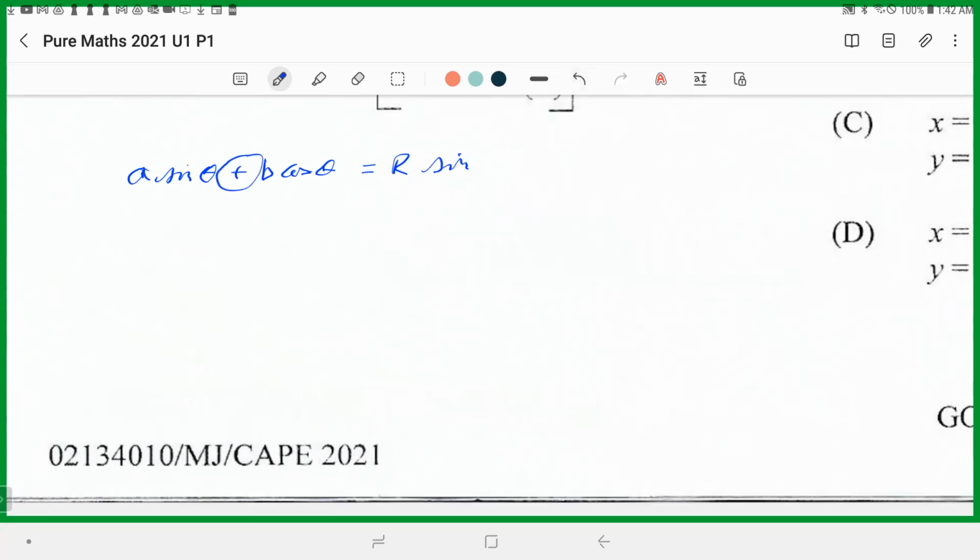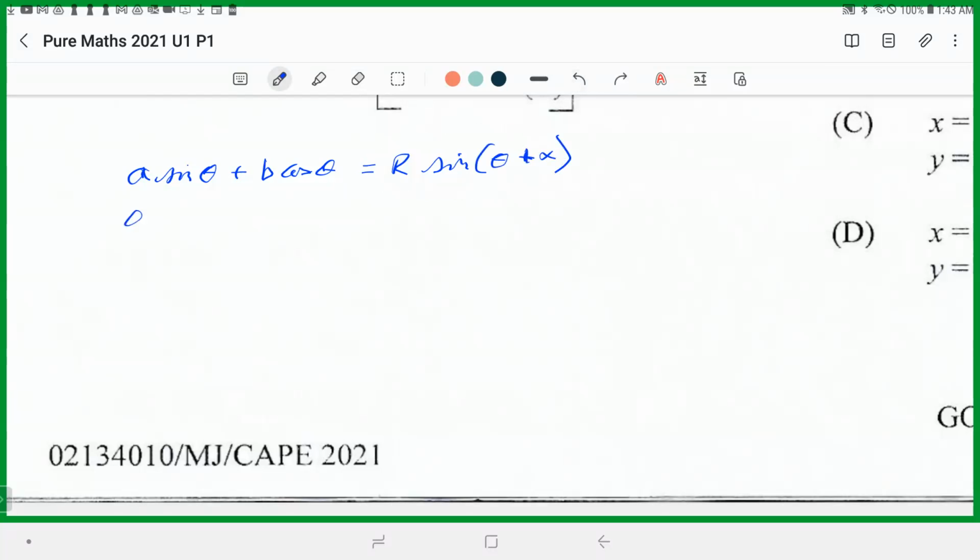Because inside there is a plus, and when I expand the compound angle for the sine function, whatever sign is in the bracket, the same sign is out here. So I'm going to put theta plus alpha. Simple as that. This is the format of it.